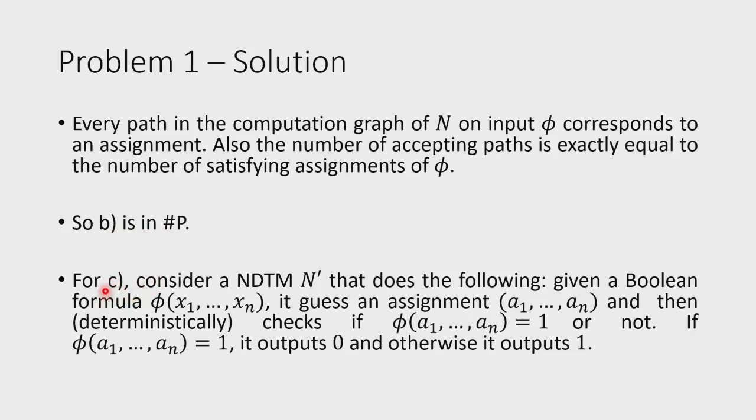Now let's look at C. For C, consider a non-deterministic Turing machine N prime that does the following. Given a Boolean formula phi in n variables x1 to xn, it guesses an assignment a1 to an and then deterministically checks if phi of a1 to an is 1 or not. If phi of a1 to an is 1, it outputs 0, and if phi of a1 to an is 0, it outputs 1. So basically N prime outputs 0 if and only if N outputs 1 and vice versa.